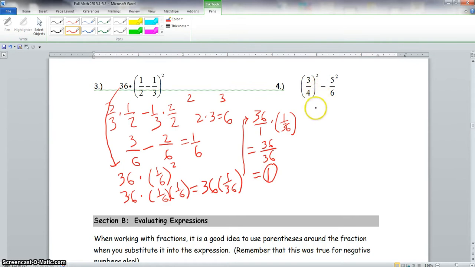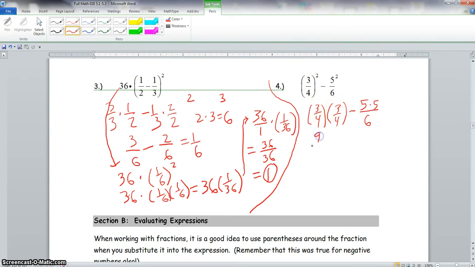Now we come over here to number 4. We look inside this parenthesis. We cannot do anything inside this parenthesis, but we do have this exponent here. So what I'm going to do is to separate these problems. I'm going to draw this little line here to let you know that this problem only goes with number 3. Now with number 4, we have this parenthesis. It'll be 3/4 in parenthesis times 3/4 in parenthesis minus, in your numerator here you will have 5 times 5, and your denominator to be 6.